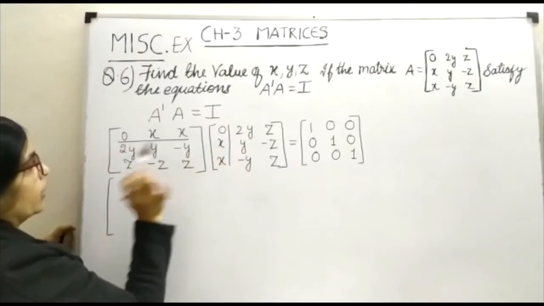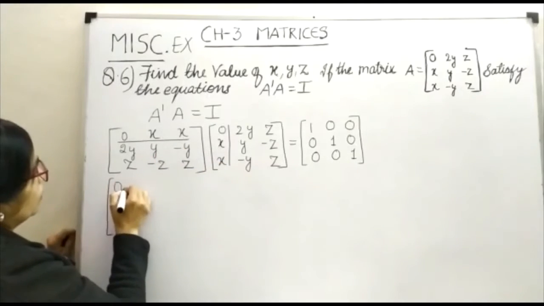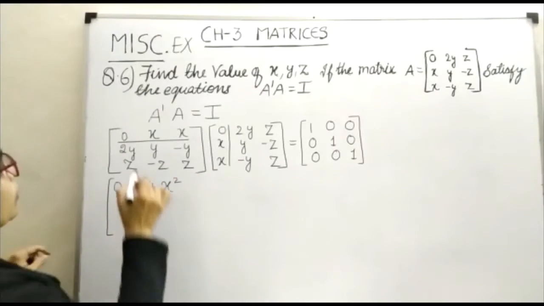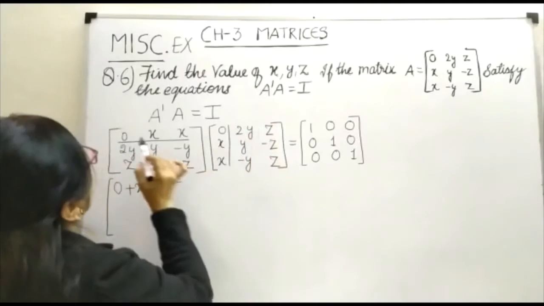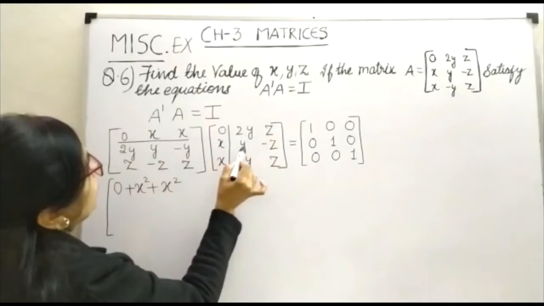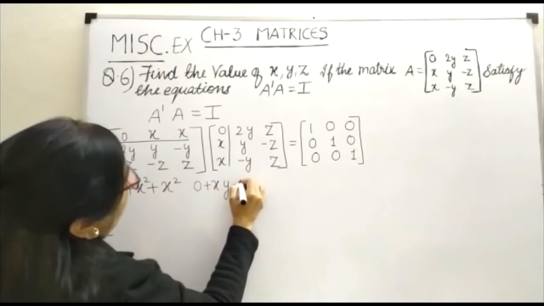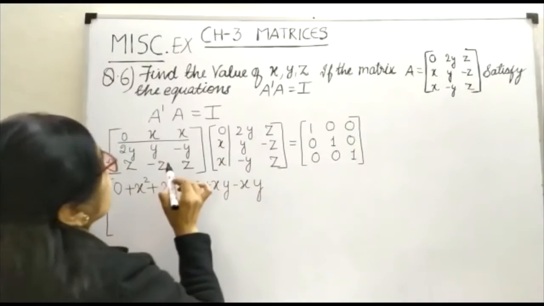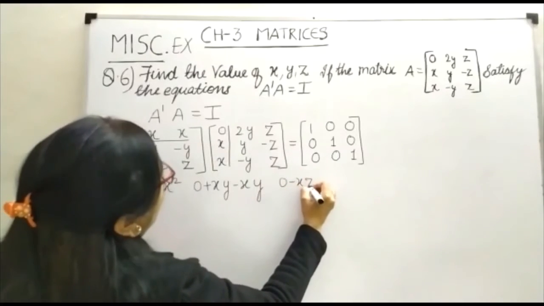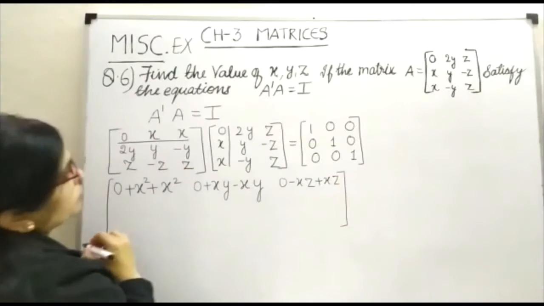0 into 0, that is 0. Again x into x, x square, and again x into x, so we get 0 plus x square plus x square. This is our first term. Then first row and second column. 0 into 2y is 0, x into y, so we get 0 plus xy minus xy. And here also 0 into z is 0, minus xz and plus xz. So let us write it in this way. Come to the second term.